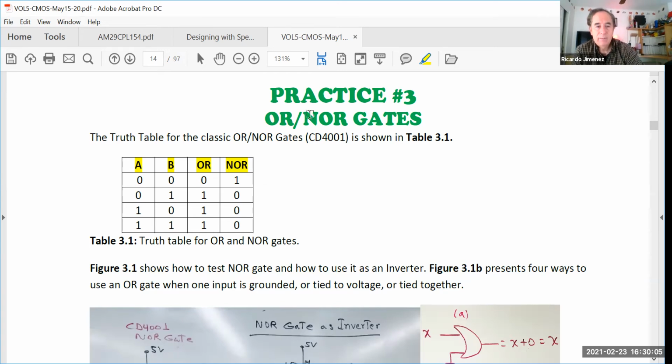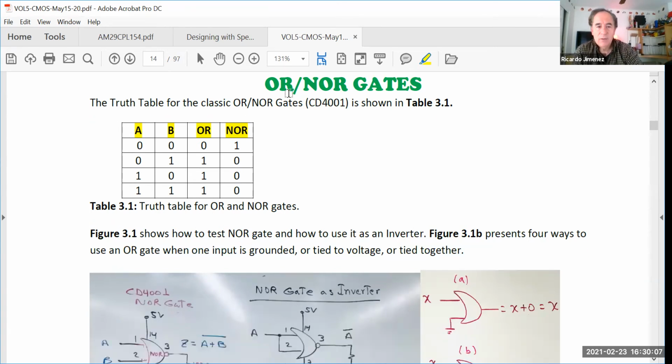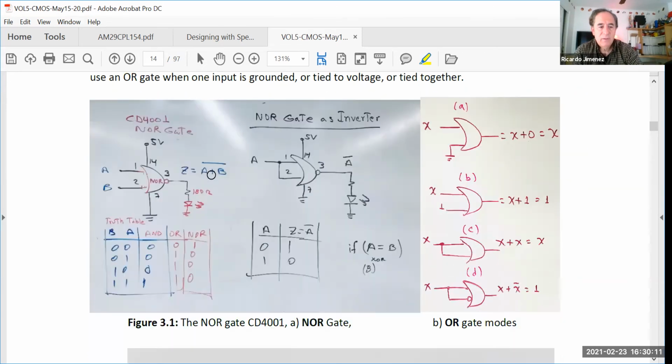Another thing is the OR and NOR gates. As I said a moment ago, the OR gate is A or B, you see. 0 plus 1 is 1, 1 plus 0 is 1, 1 plus 1 is equal to 1. So you have here the OR gate. You do the opposite, it is called the NOR gate. This is the symbol for the NOR gate because it is the OR inverted, and you see a circle right there.